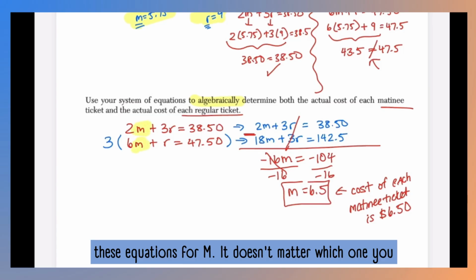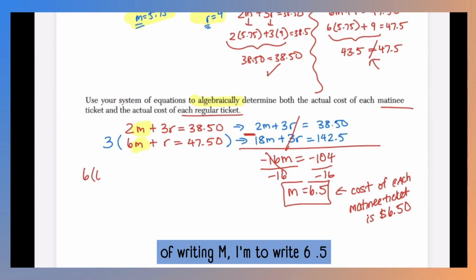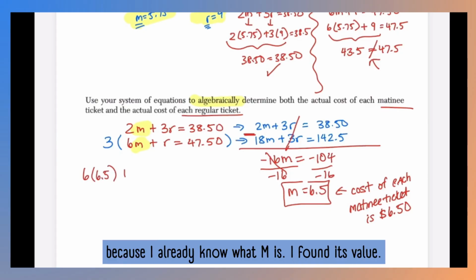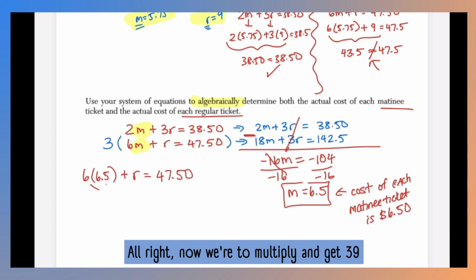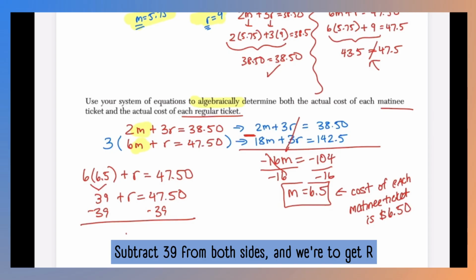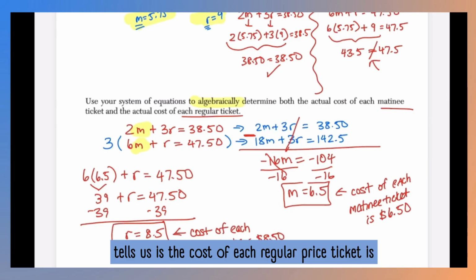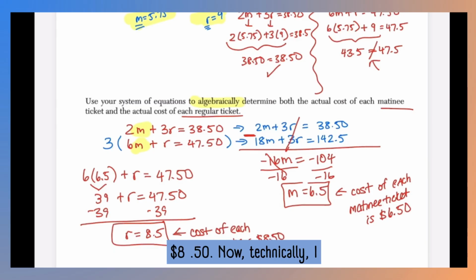It doesn't matter which one you choose. So I'm going to go into the bottom equation, and now instead of writing m, I'm going to write 6.5 because I already know what m is. I found its value. All right, now we're going to multiply and get 39 plus r is equal to 47.5 or 50. Subtract 39 from both sides, and we're going to get r equals 8.5. And so what this tells us is that the cost of each regular price ticket is $8.50.